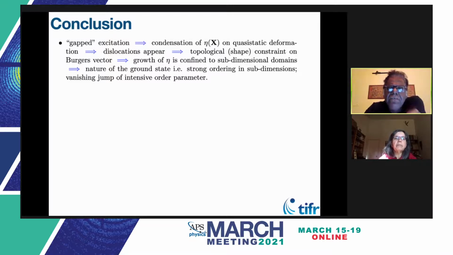This means that the nature of the ground state is very strange. It has strong ordering on the subdimensional domain, but a vanishing jump in the intensive order parameter. However, the intensive order parameter depends on the number of slip planes, which in turn depends on the strain. So the intensive order parameter is proportional to strain after the transition and is a constant before the transition. So there's a jump in the susceptibility. Okay, so there are other transitions which show similar behavior of the order parameter, but I don't have time to go into that.